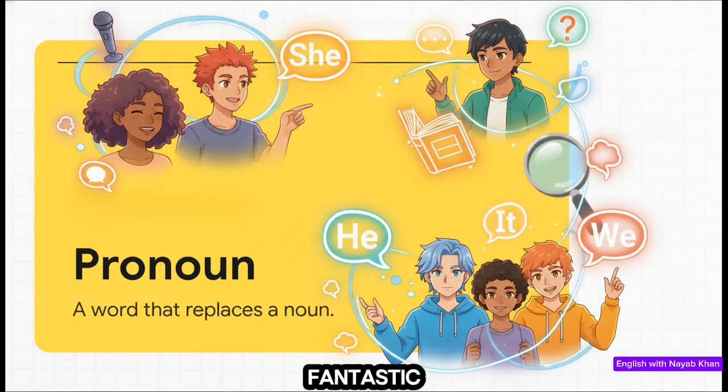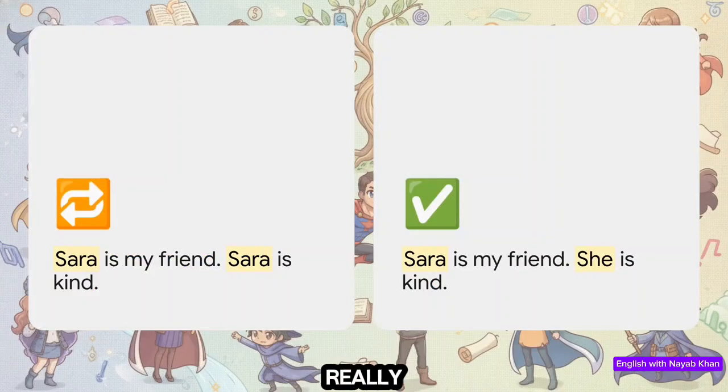A pronoun is a fantastic, highly efficient little tool. It's simply a word that replaces a noun, so our sentences don't feel clunky. We're talking about words like I, you, he, she, it, we, and they. Now, what's really interesting about this slide is the clear contrast. Look at the first version. Sarah is my friend. Sarah is kind. I mean, it gets the job done, but it feels a bit repetitive, doesn't it? Now look at the second version. Sarah is my friend. She is kind. You can see exactly how the pronoun she efficiently steps in to replace Sarah. It just smooths out the whole construction.